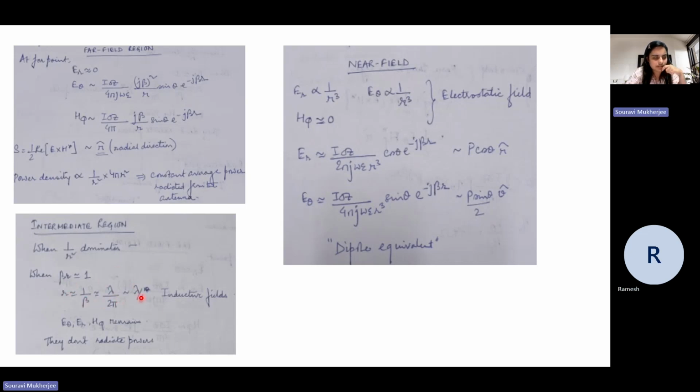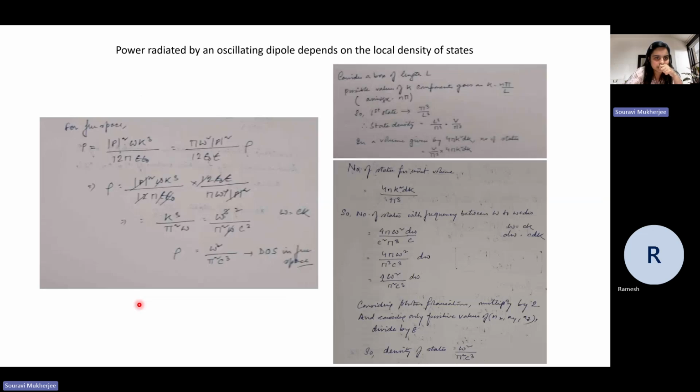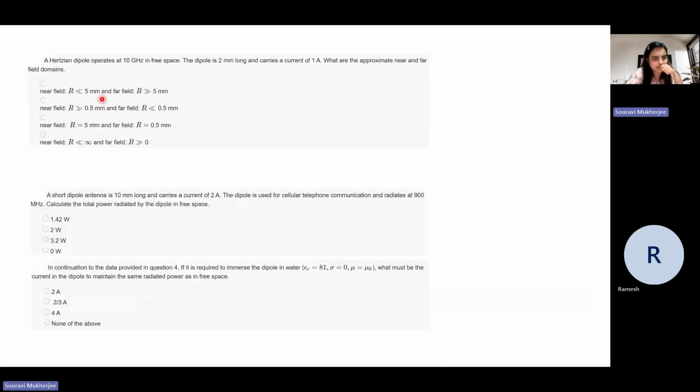If your R is comparable to this value, then you are in the intermediate region. If lambda by 2π is 5 mm, using 30 mm divided by 6, that is 5 mm. If you use this relation, then it is 5. So anything much below 5 will be the near field, and anything well above will be the far field. So I think that gives you the answer.